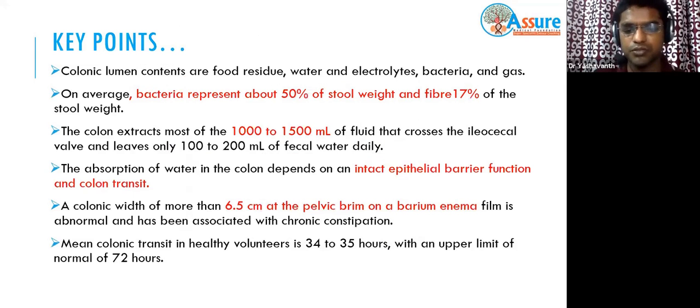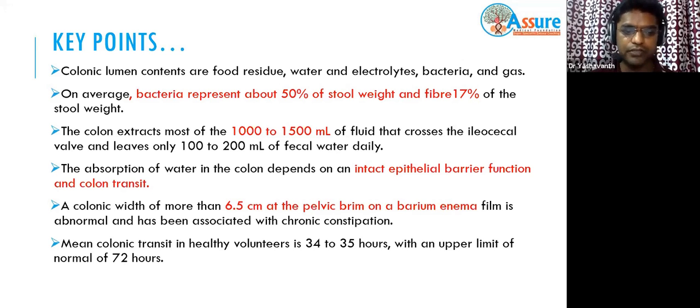So, a few key points before going to the topic proper. The colonic lumen contains food residue, water, electrolytes, bacteria and gas, and bacteria represent nearly 50% of the stool weight and fibers around 70%. All these highlighted points are quite important, and it will be easy for you when you are revising the video. The colon extracts nearly 1 to 1.5 liters of fluid, which depends on intact epithelium and colonic transit. If the transit is faster, it won't absorb. If the epithelium is affected, like in ulcerative colitis, it won't be able to absorb adequately.